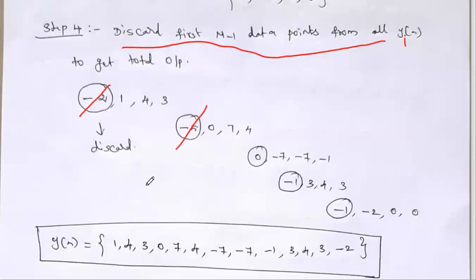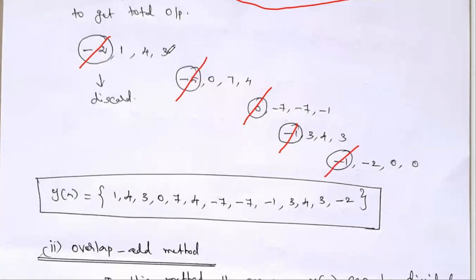Similarly, the first sample is discarded from y2. This is y3, y4, y5. So after discarding, you just combine the remaining data: 1, 4, 3, 0, 7, 4, minus 7, minus 7, minus 1, 3, 4, 3, minus 2. The last 2, 0 has no value, so you just discard it. So this is the output y of n.